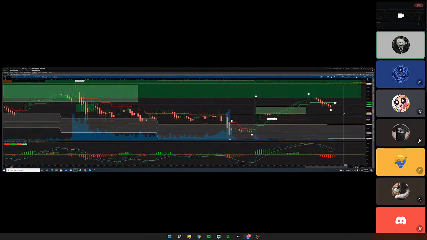I would expect at some point that we either touch 16459, or if we break this little demand zone that they created here, 16379, that we're going to go to the bottom of this. Okay.